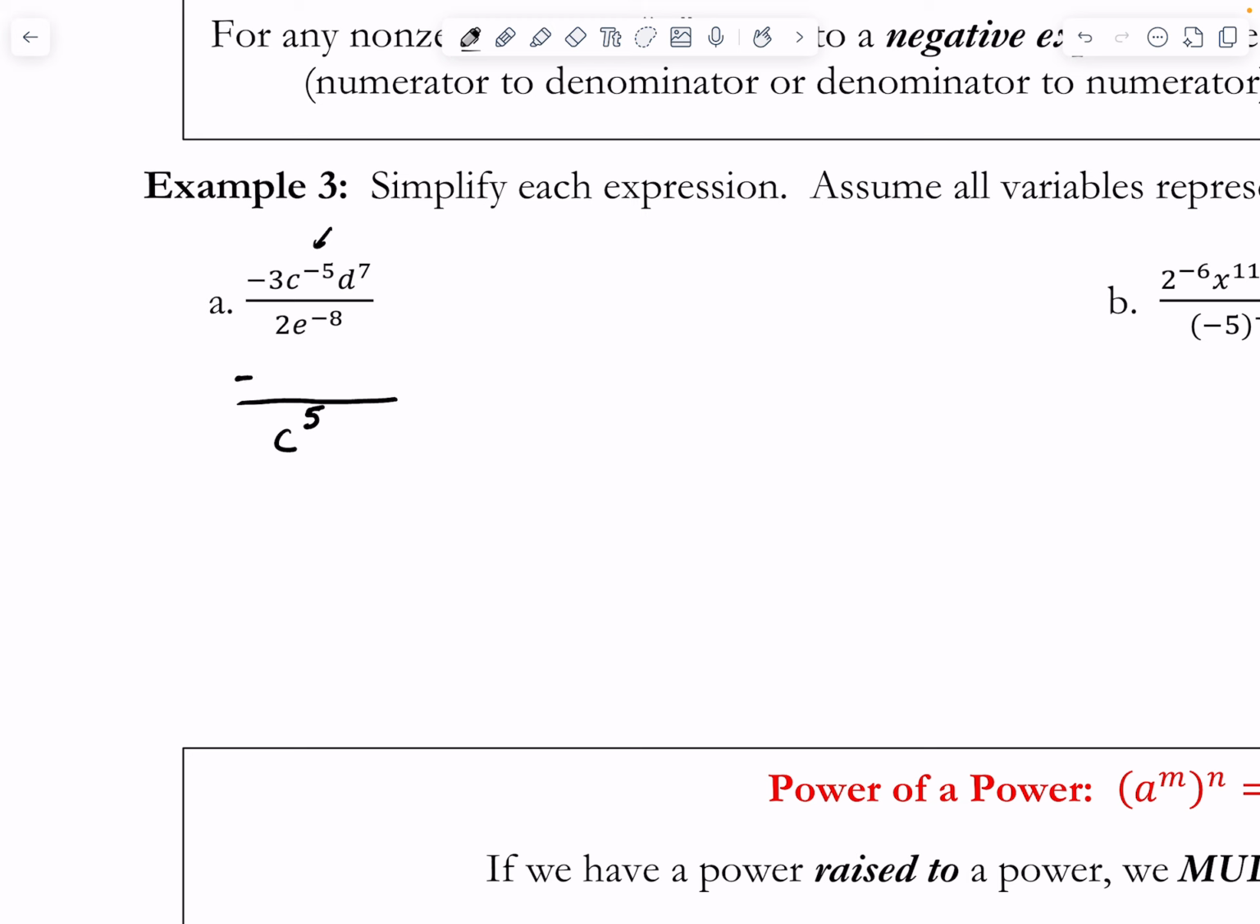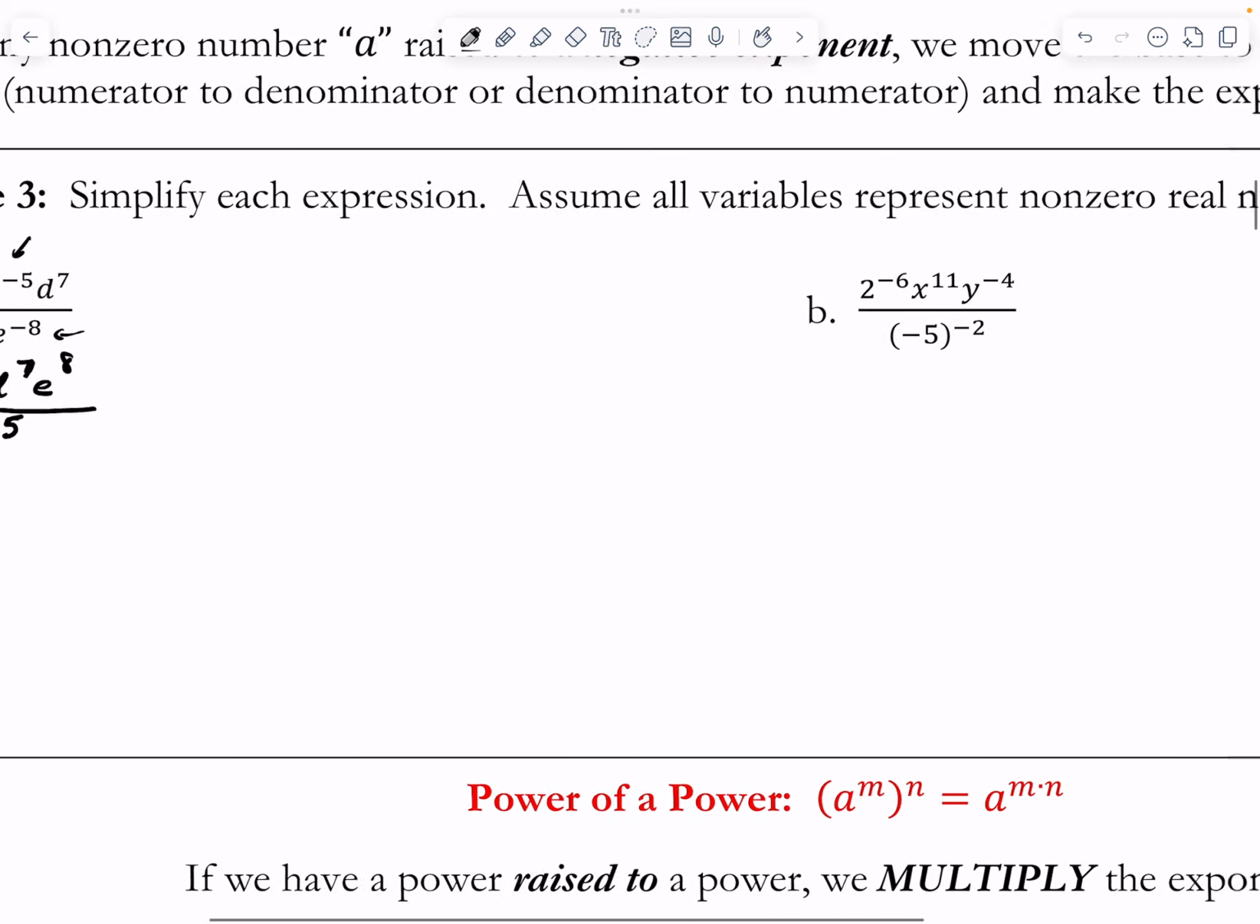All right, I'm going to keep the negative 3 up there and the 2 down here. The d to the 7th power is going to stay where it is, right? That's a positive 7. But then I'm going to take this e to the negative 8th power and move that across the fraction bar to get e to the positive 8th power. So that is it. I can't reduce anything. They don't have the same bases.